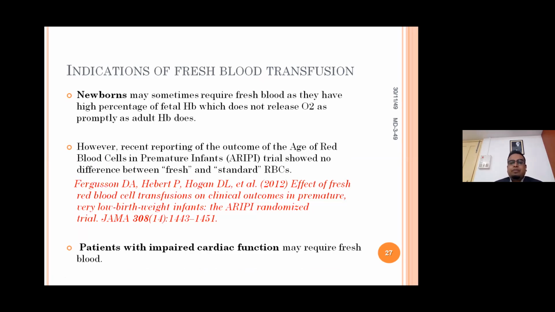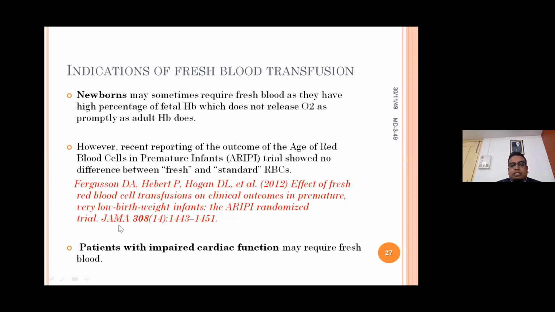Newborns may sometimes require fresh blood as they have a high percentage of fetal hemoglobin, and fetal hemoglobin, as we know, does not release oxygen as promptly as adult hemoglobin does. So as I told you, since fresh blood contains a higher amount of 2,3-DPG, maybe we may consider giving fresh blood to newborns. But this study, not very recent though, in 2012, on the age of red blood cells in premature infants, this trial showed no difference between fresh and standard RBCs.